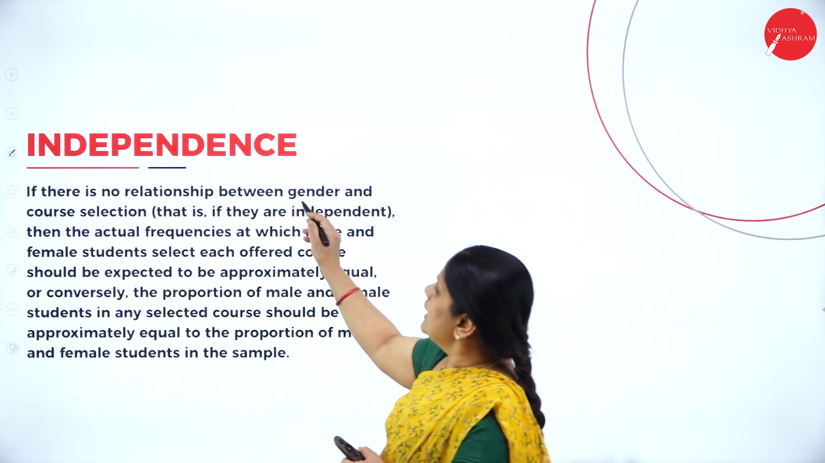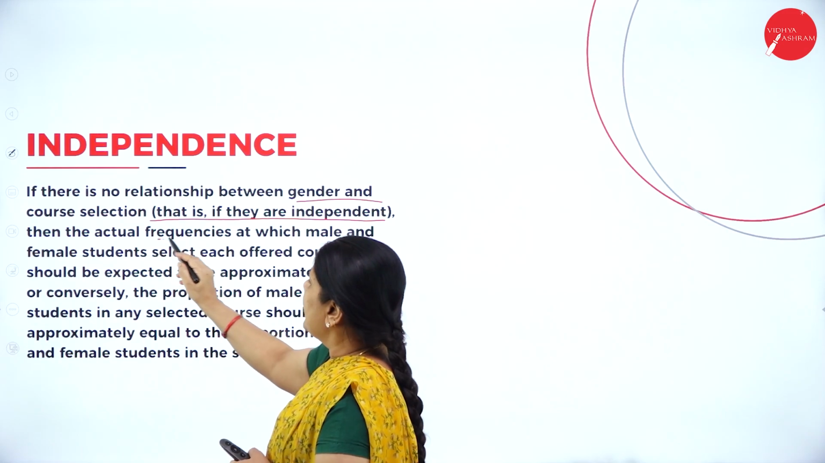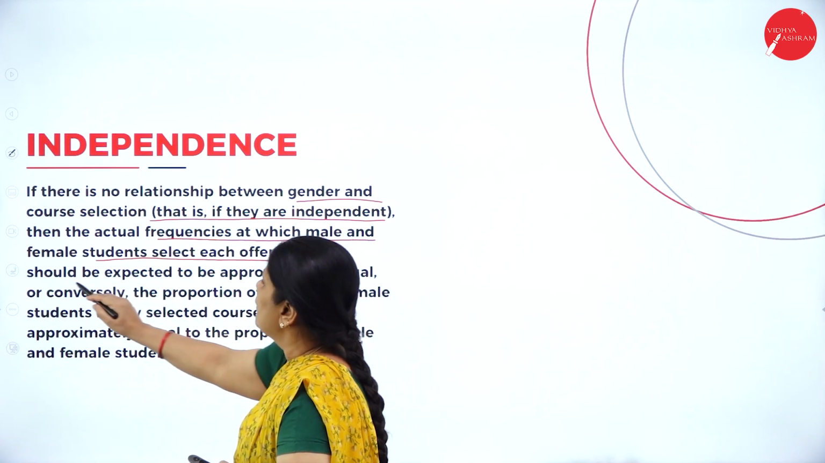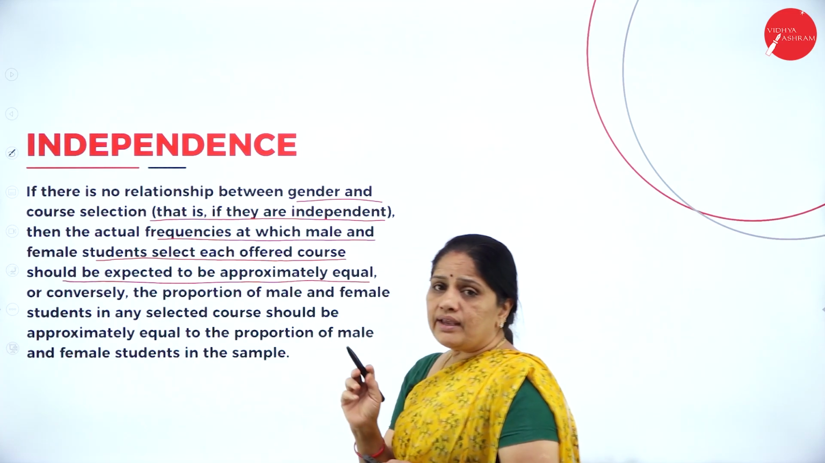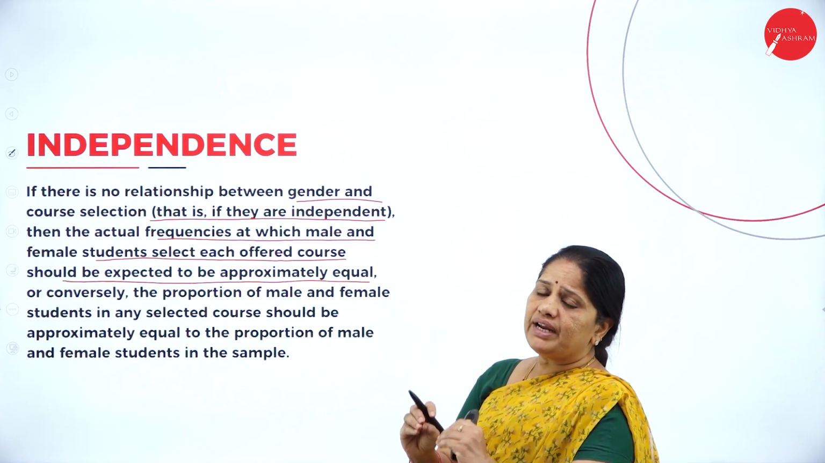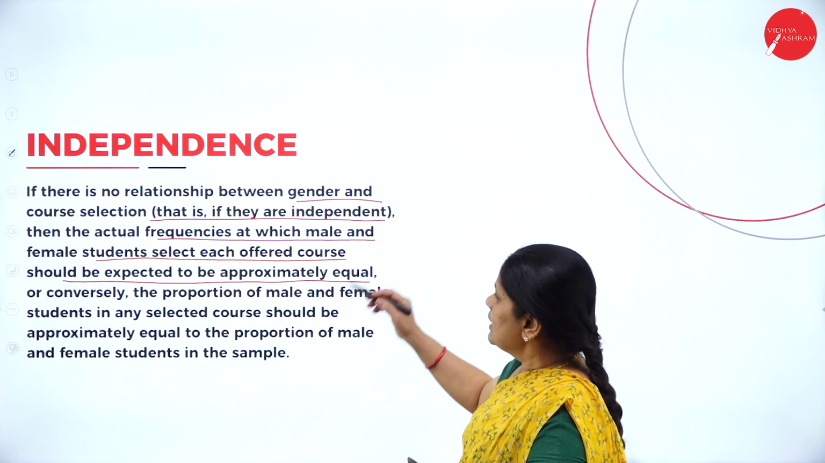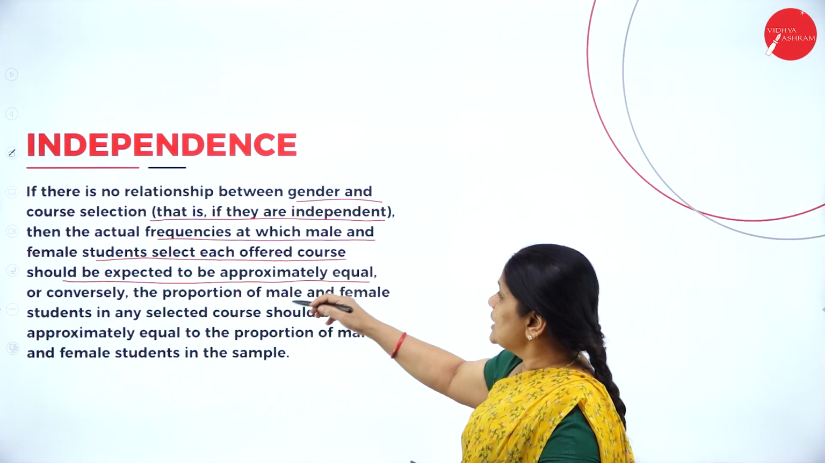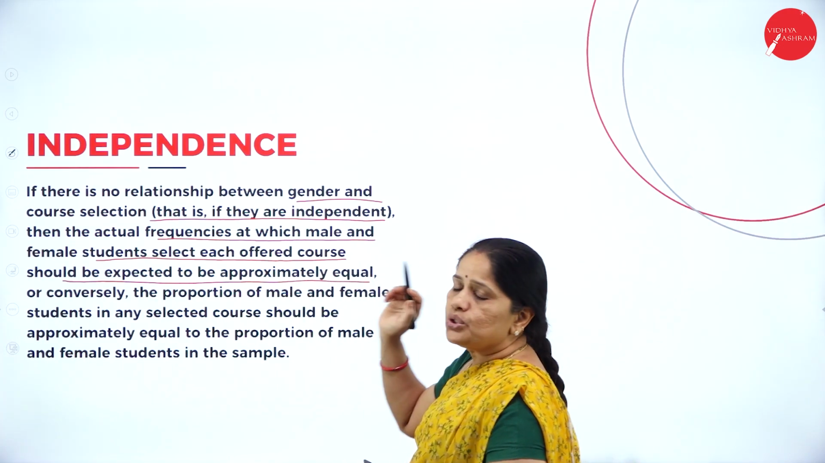Next, if there is no relationship between gender and course selection, that is, if they are independent, then the actual frequencies at which male and female students select each offered course should be expected to be approximately equal. If we come to a conclusion that the gender does not affect the choice of the course of education, and we say that they are independent, then the actual frequencies at which male and female students select each offered course should be equal.